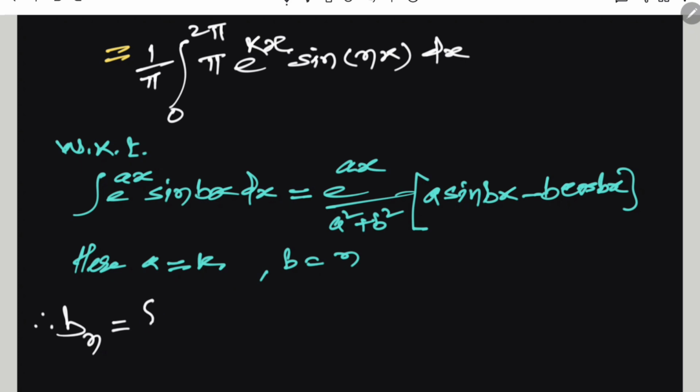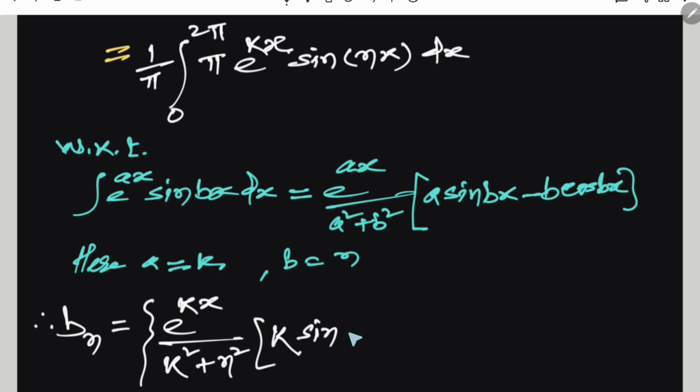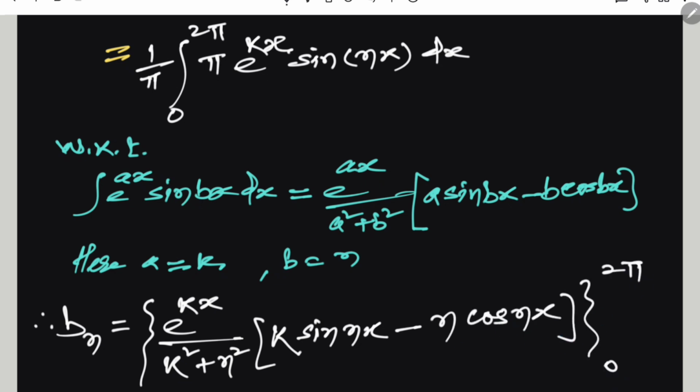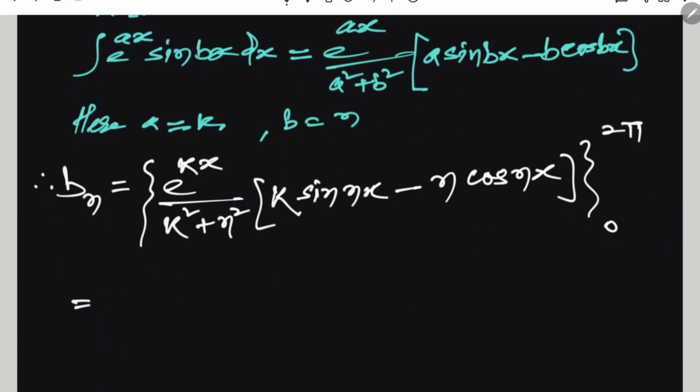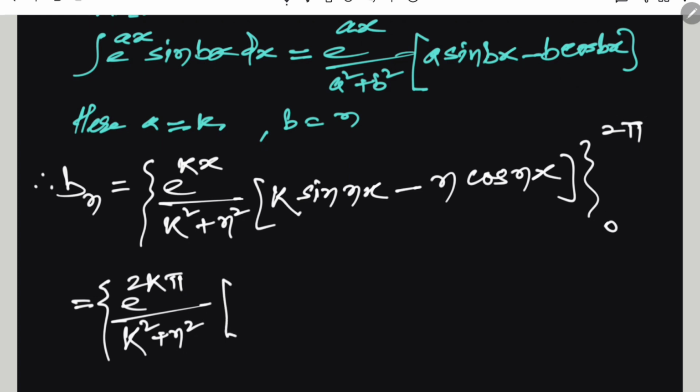and therefore bn becomes, with the help of this formula, e raised to kx upon k square plus n square multiplied by k sin of nx minus n cos of nx. Again outer limit 0 to 2 pi for the outer bracket. Then substituting the same values, we get e raised to 2k pi upon k square plus n square, sin 2n pi is 0, therefore first term becomes 0.